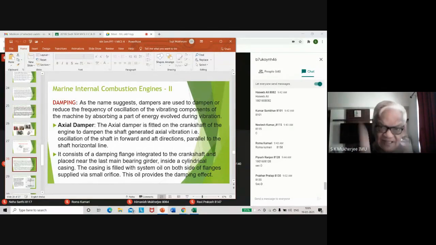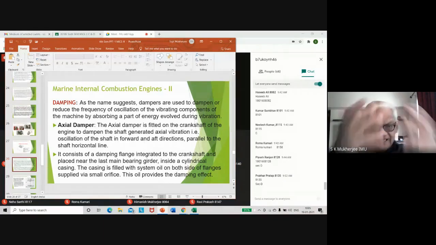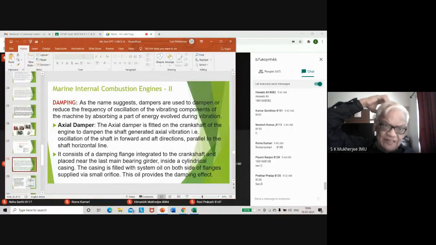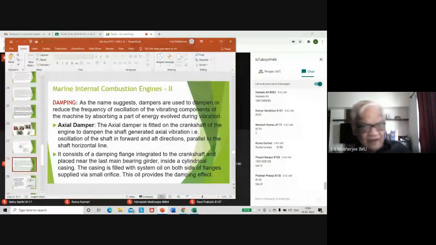Now this casing has to be held somewhere because if the shaft is moving, the whole casing can't afford to move. So this casing is then fixed to the transverse girder of the last bearing. That means the forwardmost bearing, which is a free end. You cannot put it in the aft end because the shaft has to come out from the engine and then have the flywheel, then you have the intermediate shaft and the propeller shaft. So obviously it cannot be fitted on the aft end. So it has to be fitted in the free end of the engine.